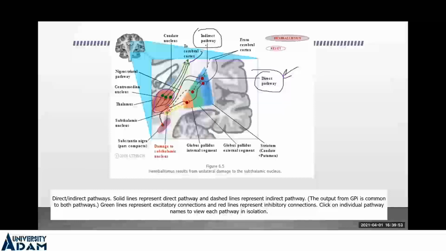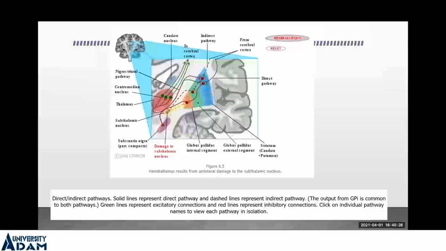And excitation of the indirect pathway, okay? If we excite the indirect pathway, the net effect will be inhibiting thalamic neurons. So as you can see, guys, green lines represent excitatory connections and red lines represent inhibitory connections. So because of that, as you can see on this picture, all these red and green lines, they are mixed, okay.